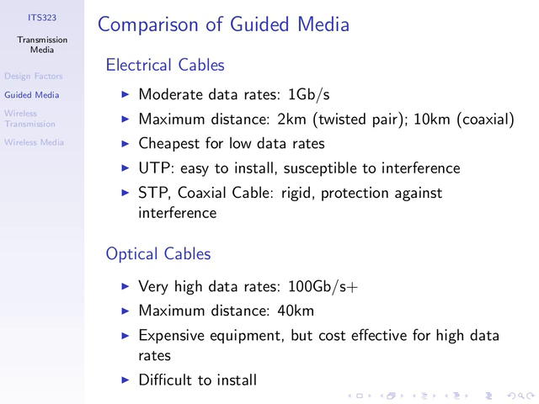Unshielded twisted pair is very easy to install. And that's why it's very common for local area networks, where you and I need to install it. Shielded twisted pair and coaxial cable are more rigid. They give us better signal quality, but are harder to deal with.